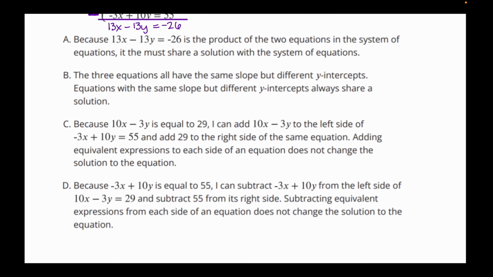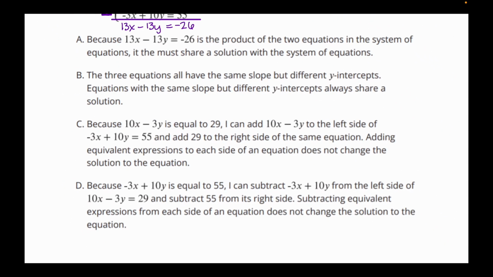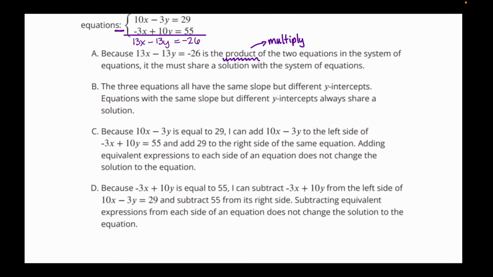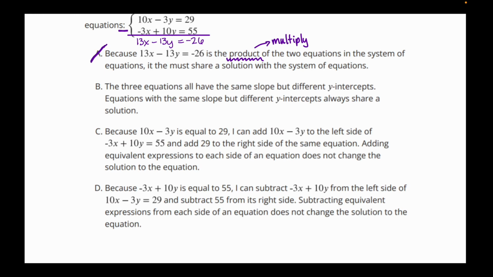So let's read through our options here. First one says because it's the product of two equations in the system, so it has to share a solution. Product, this means that we are multiplying. It means it's the result of multiplication. And this is not the result of multiplication, so it is definitely not going to be this answer.